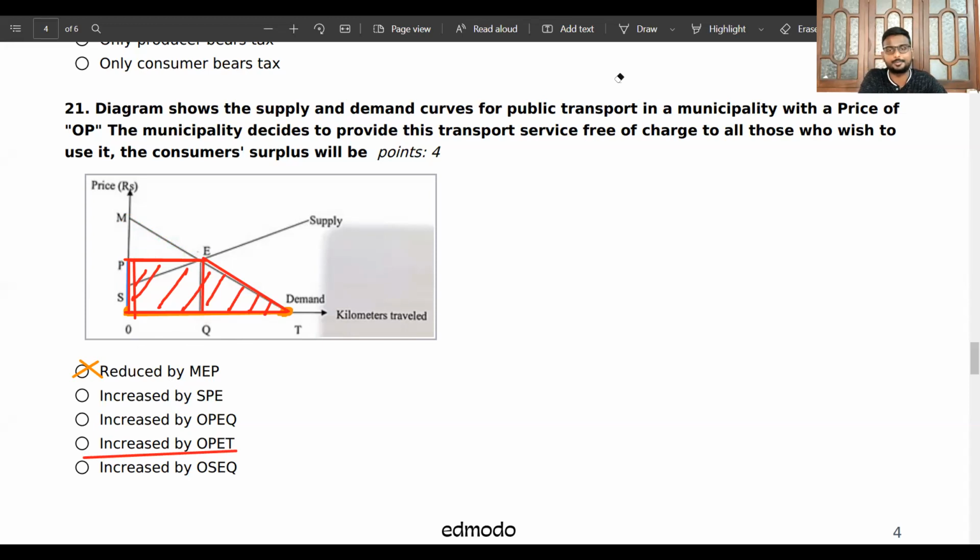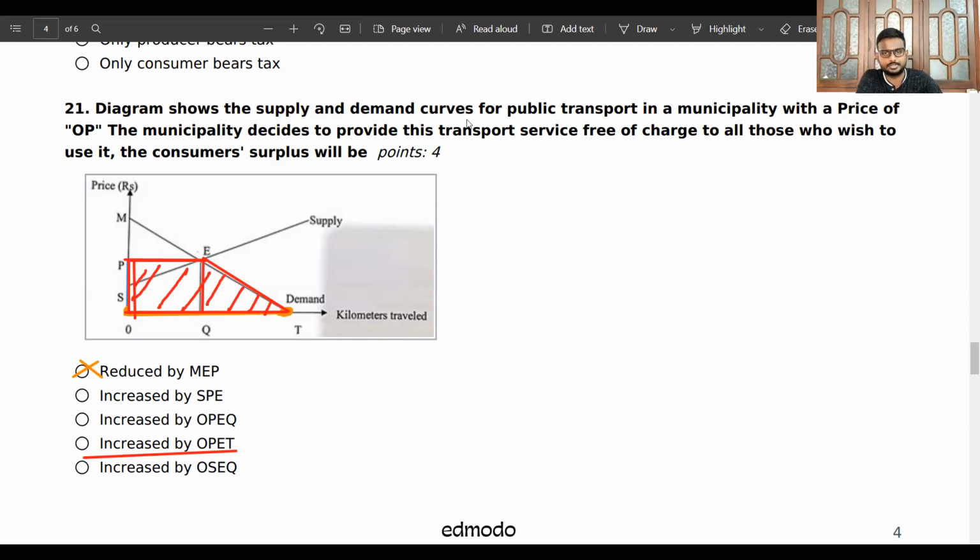They are giving it for free. That means zero price. So the quantity demanded will obviously increase as well. So you have to kind of think of it that way and find out how the consumer surplus will become after the product is sold at zero price. Okay. So that's about it for this question.